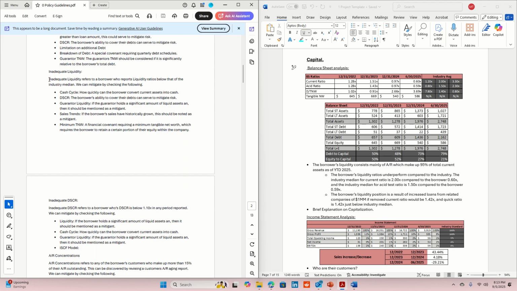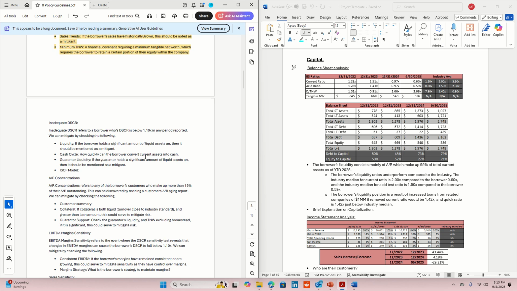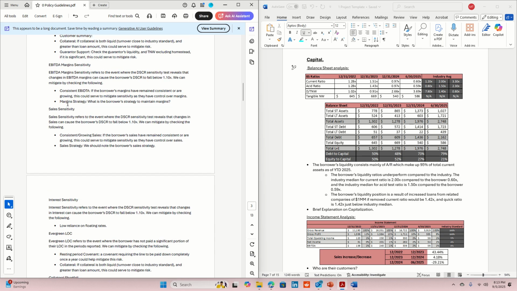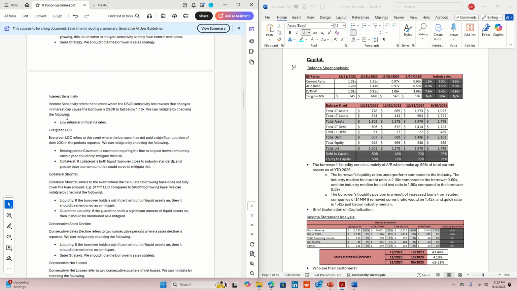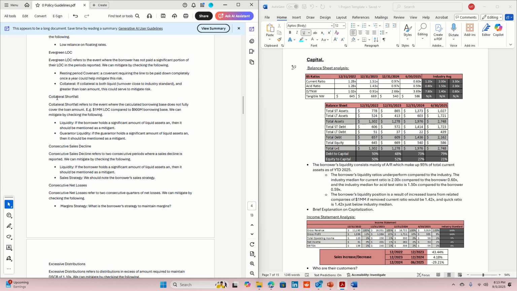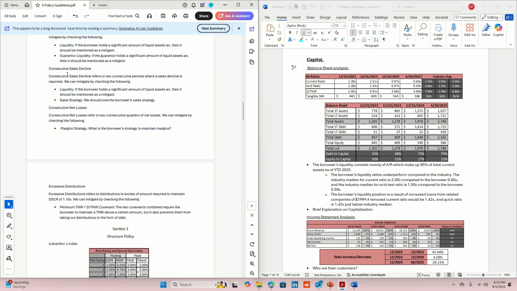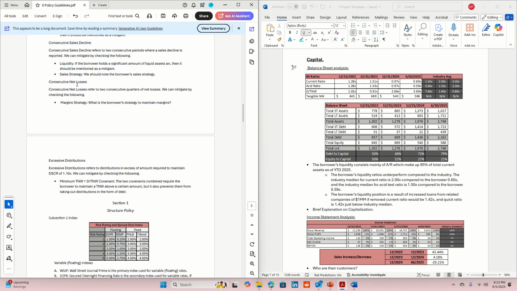Okay. Inadequate liquidity, right? Inadequate liquidity. These are credit risks, so we're going to have to reference this. Let's see. Collateral shortfall. Sales decline.